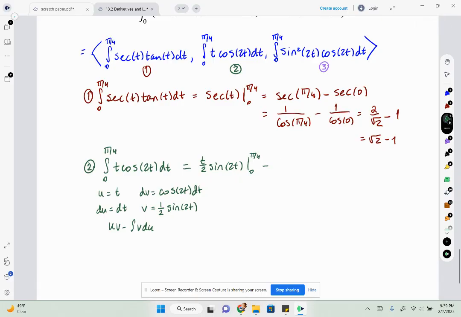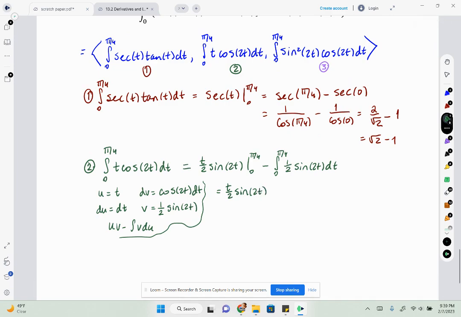That's going to give us the integral from 0 to pi fourths of 1/2 sine of 2t dt. All right, I'm going to do one more integration, then I'll evaluate all of them. Let me just kind of box this one off. All right, so this is equal to t over 2 sine of 2t.